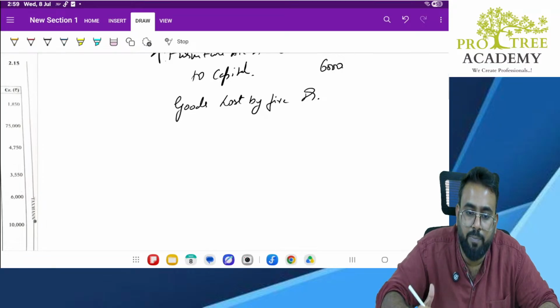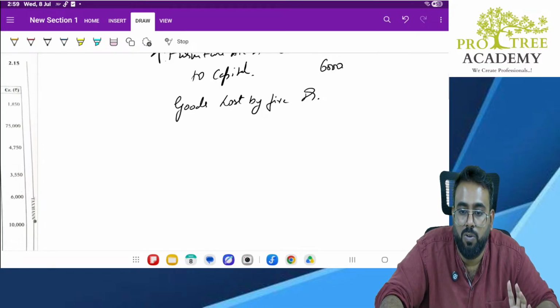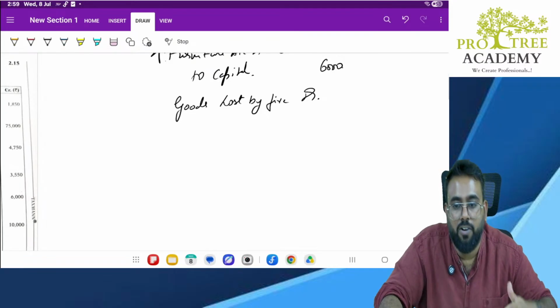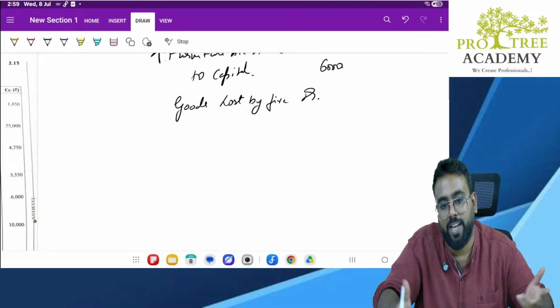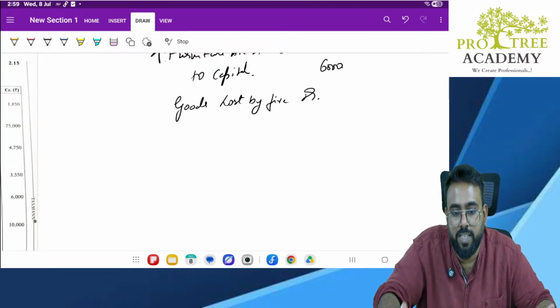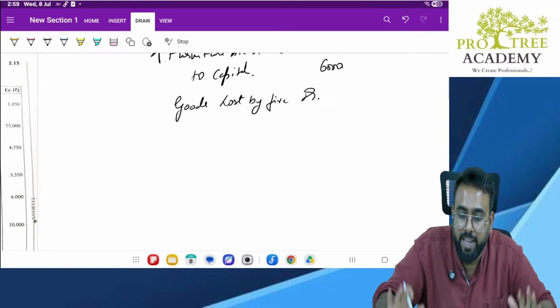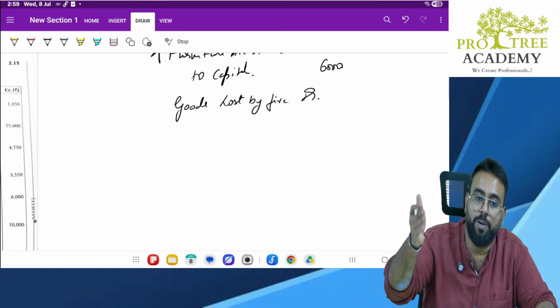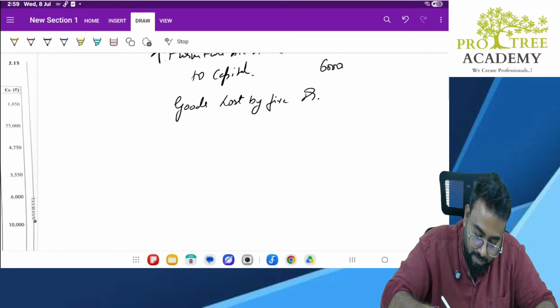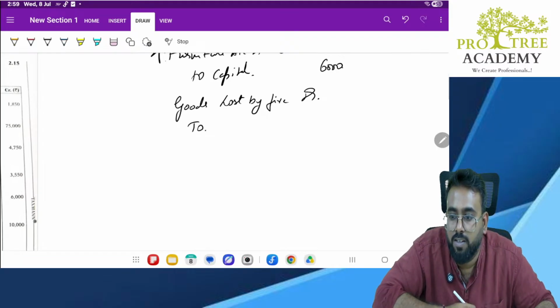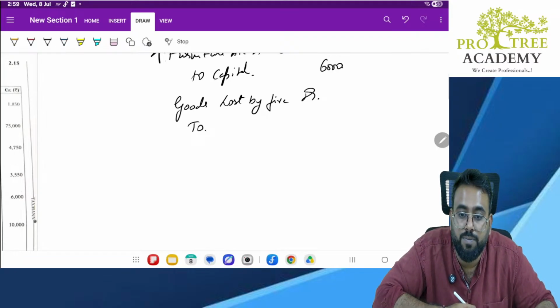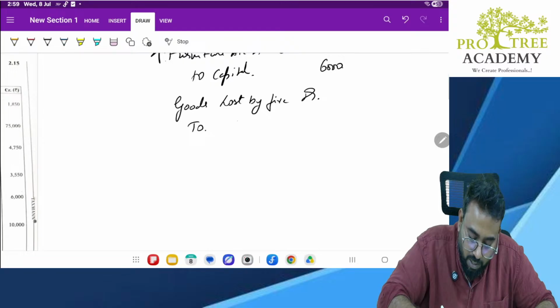Sir, why is it debited, sir? It is an expenditure. Correct or no? The goods which I would have sold and made money, now I don't have those goods. So I am losing. Economic benefit outflow is there? Yes or no? So it is an expenditure. So when expenditure goes up, it will be debited. Again, to purchase account.